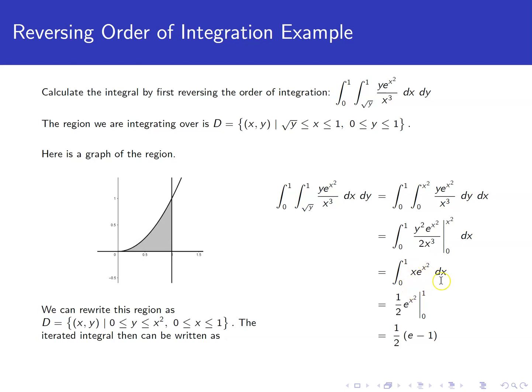So anyway, this now can be accomplished with u substitution, and then we can just plug in our endpoints and get that the final answer is 1/2 times the quantity e minus 1.